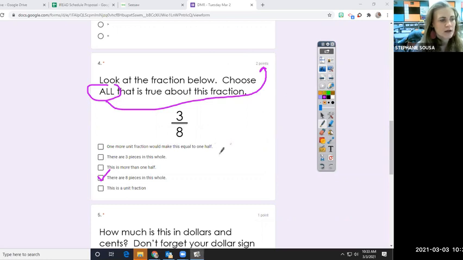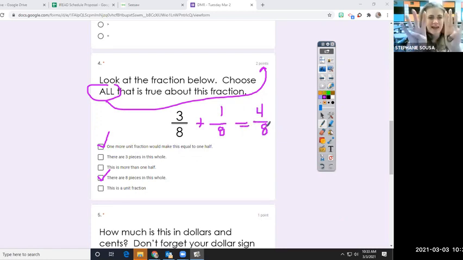It also tells us, ooh, did I mess up? Maybe that's why it was kind of goofy. Oh, no, I didn't. One more unit fraction would equal 1/2. 3/8 plus 1/8, which is a unit fraction, would give us 4/8. And we know that 4 is half of 8. 4 on this hand, 4 on this hand, altogether equals 8. Okay, those were your 2.